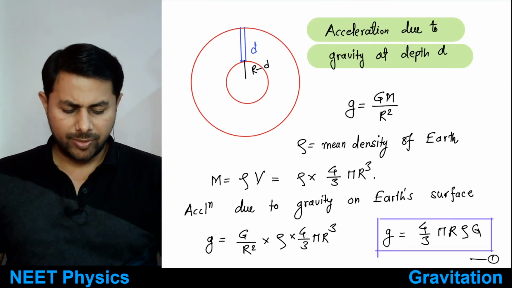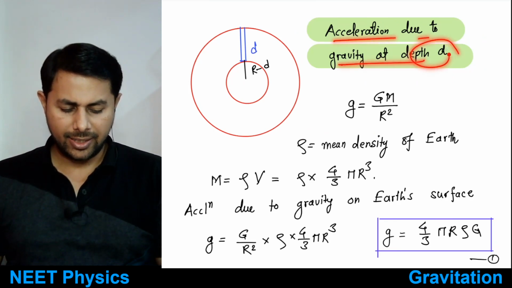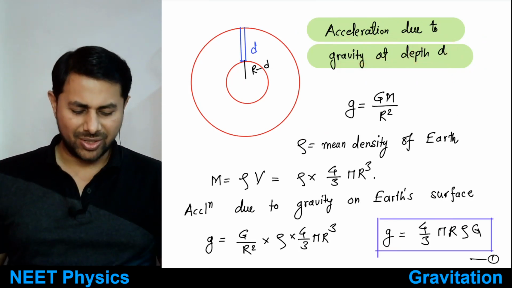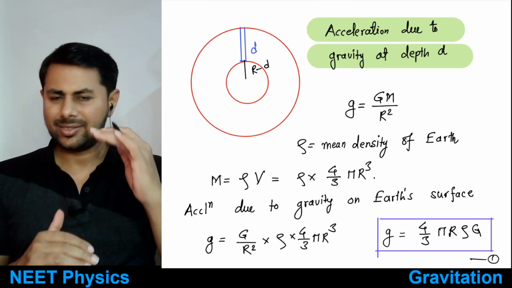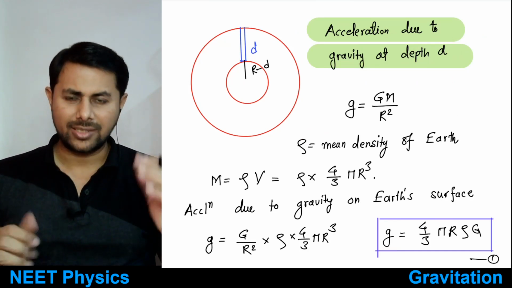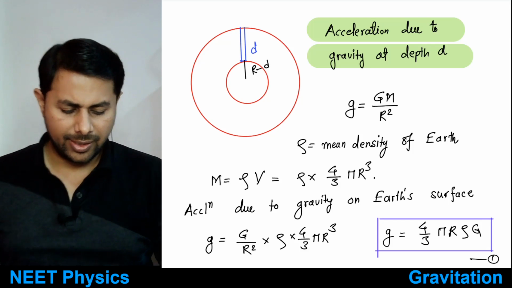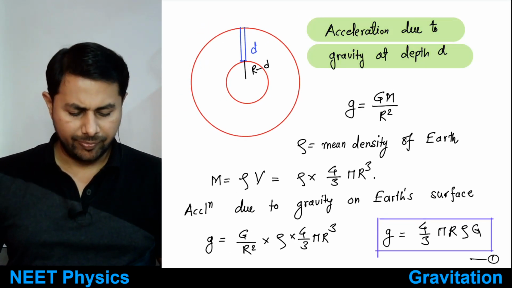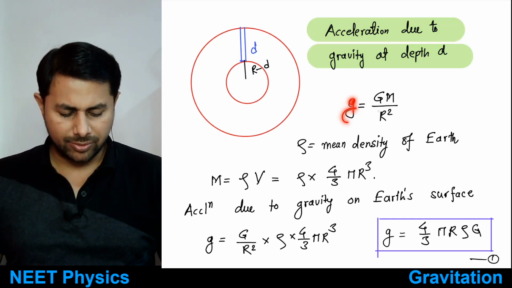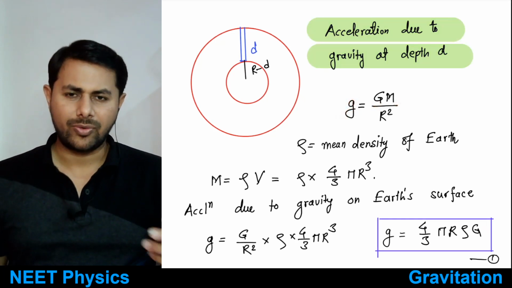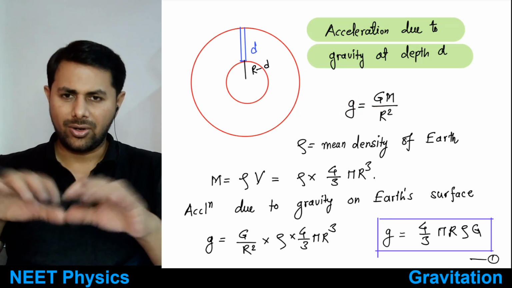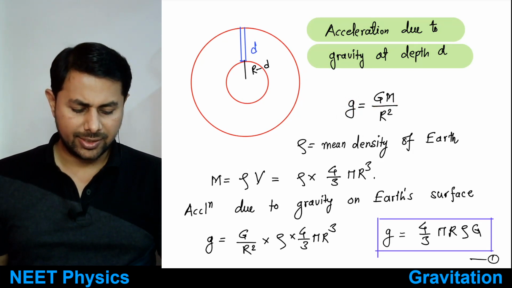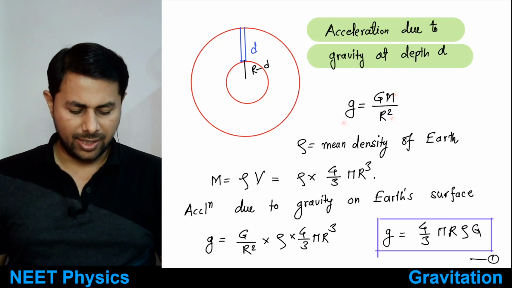Then let's talk about the acceleration due to gravity at depth d. We talked about acceleration due to gravity at some height h. Height is also known as altitude. Now, acceleration due to gravity at some depth d below the earth's surface. We know that g is equal to GM divided by r square is the formula for acceleration due to gravity on the earth's surface.